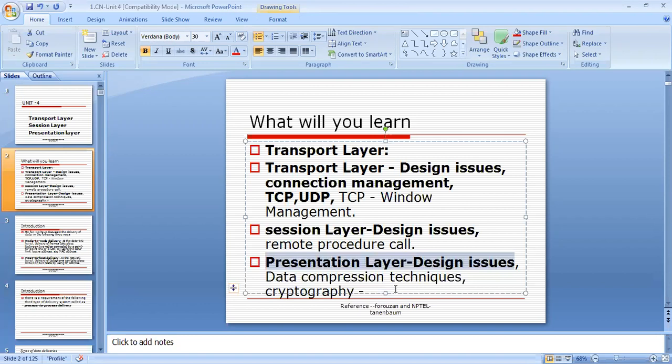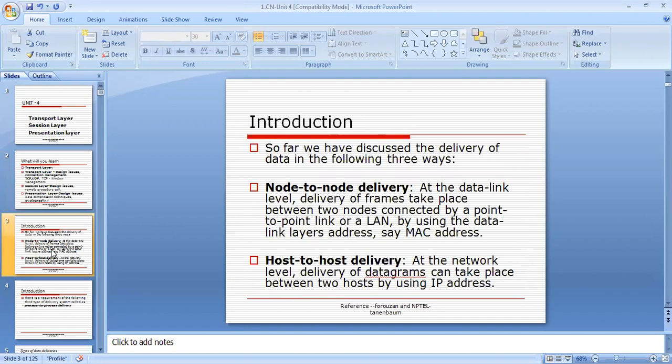And the most important point is the security parameters. So cryptography, that is encryption and decryption techniques, are the responsibility of the presentation layer. So we will start our discussion with the transport layer.